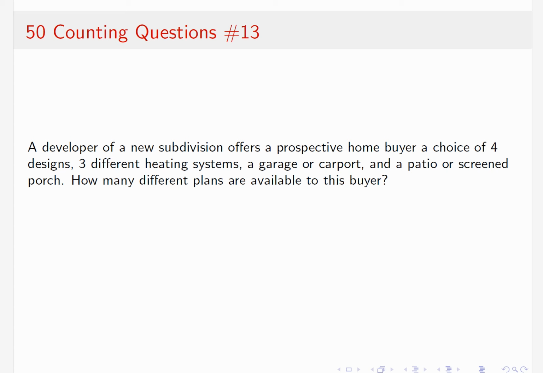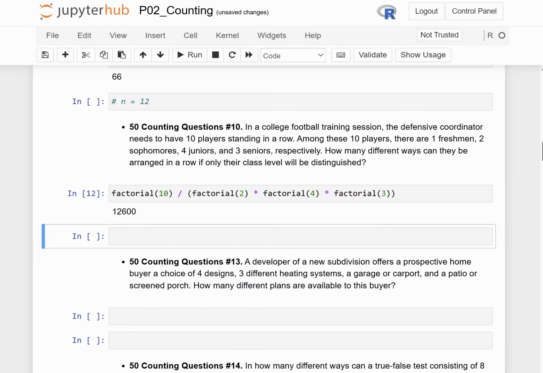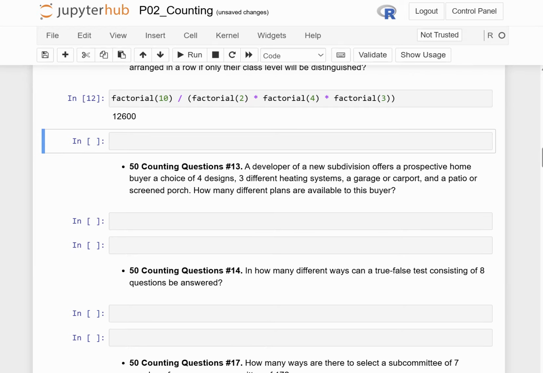So these home buyers have a choice of 4 different layouts or floor plans. They have 3 different heating systems. They can have a garage or a carport and a patio or screen porch. How many different plans are available to this buyer? Okay, well, let's just do that one over here.